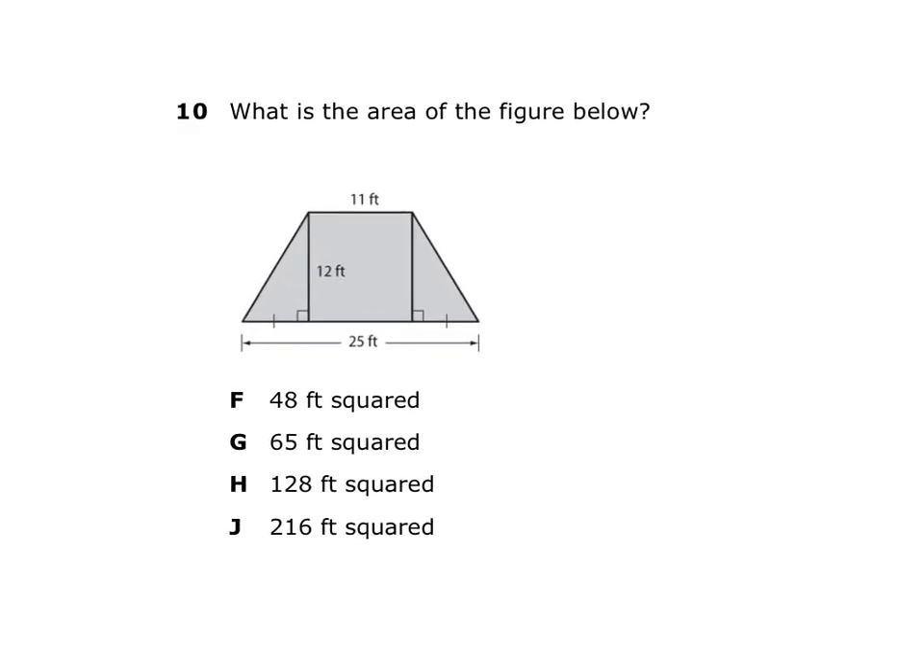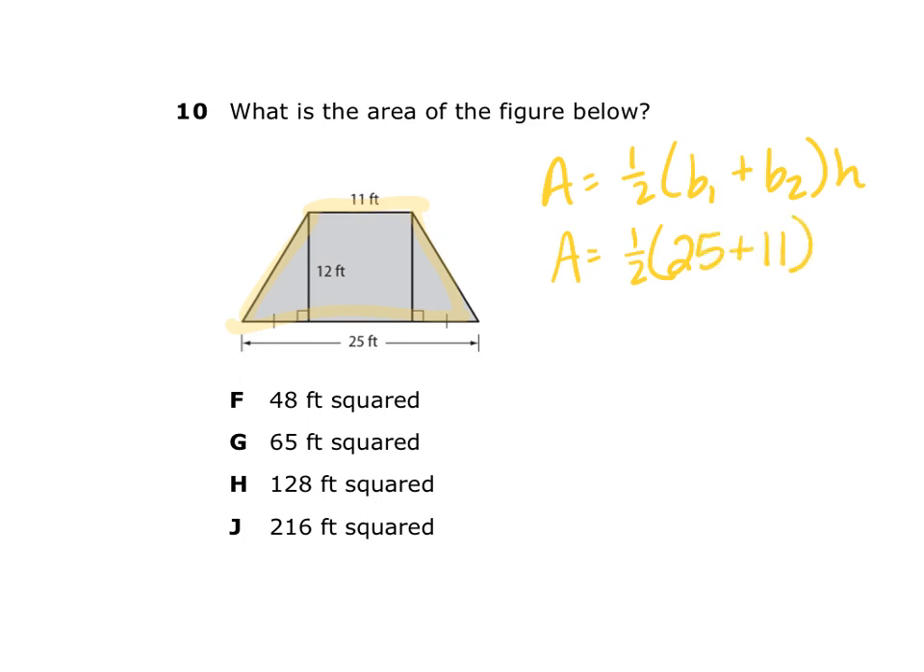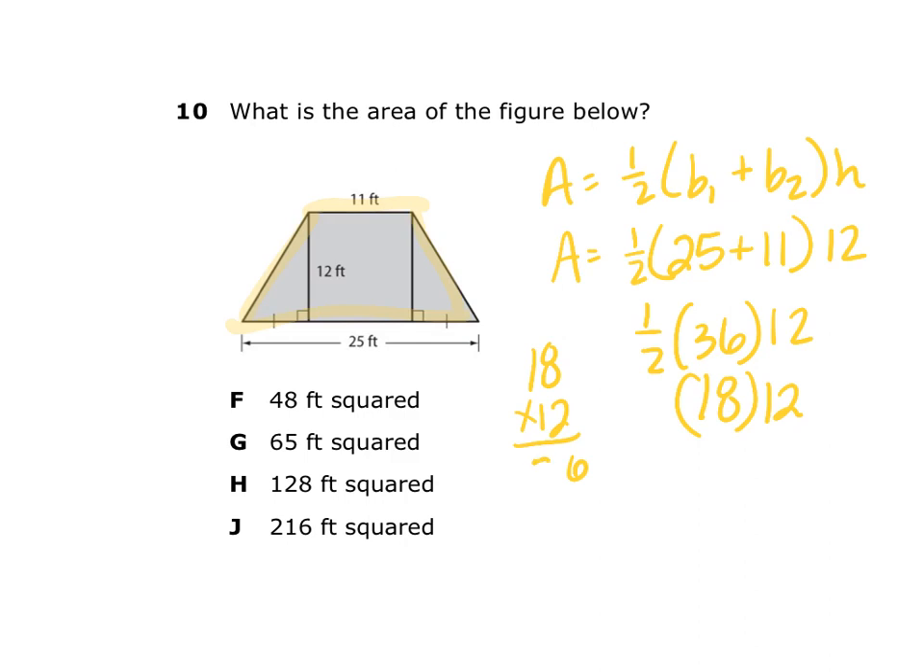Number 10, what is the area of the figure below? Guys, this is a trapezoid. So if you didn't use the trapezoid formula, that's probably where you messed up on this. Area equals 1/2, base 1 is 25, base 2 is 11, and the height is 12. So 1/2 of 36 times 12, half of 36 is 18, 18 times 12 is 216. So you should have got 216 right there.